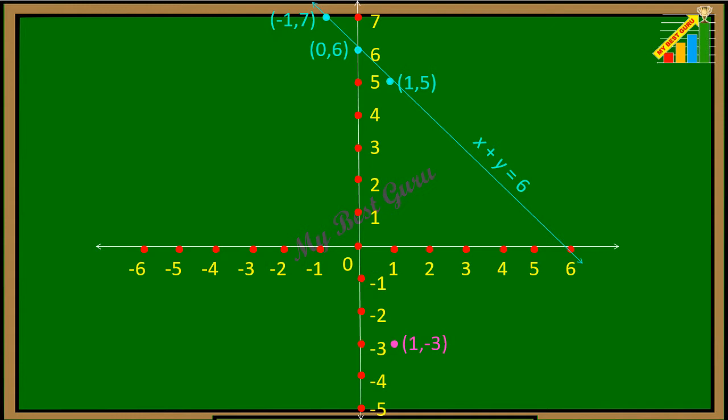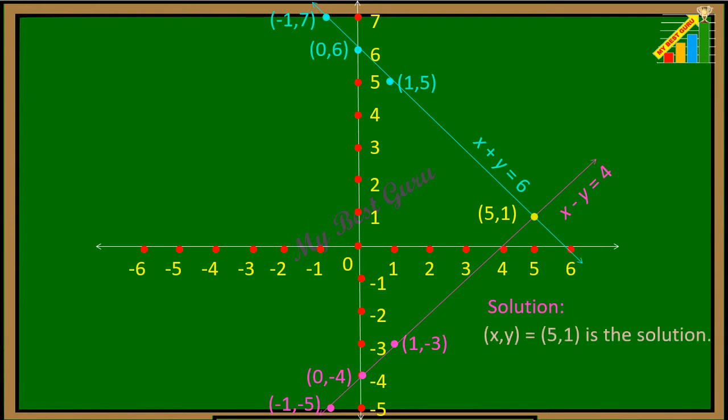Now for the next equation, the first coordinate is 1, -3. So it is 1 on the x-axis and -3 on the y-axis. Next point is 0, -4. So it is 0 and -4 on the y-axis. It is the second point. Now the third point is -1, -5. So -1, -5 is here. Now just draw the line through these points. So you will get this line, which is in purple color. This is x minus y is equal to 4.